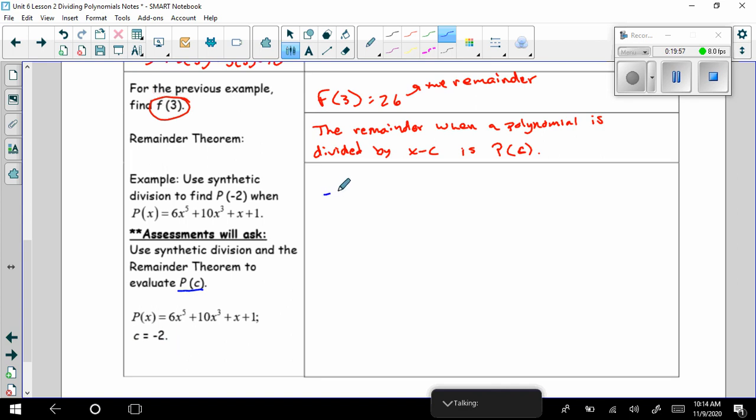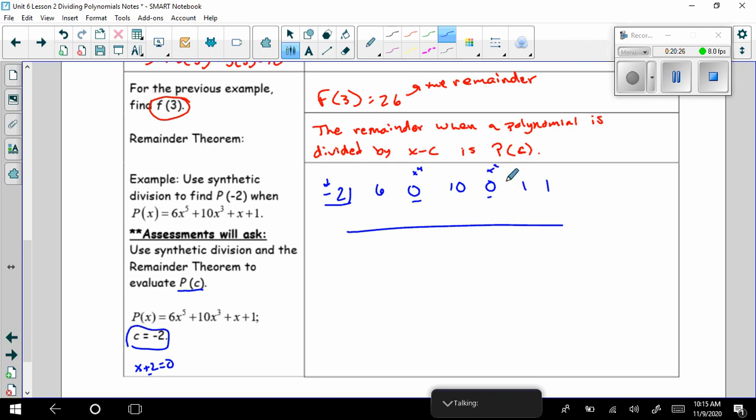So we're going to set this up like we would. We're not going to change the sign here. We're going to leave it the same. So that's where this is a little bit different. Keep in mind, if c is equal to -2, then x plus 2 is equal to 0 is your factor. And so this is why it's -2 outside. So we have 6, 0, 10, 0, 1, 1, keeping in mind our placeholders for x to the 4th and x squared. But the process is the same.